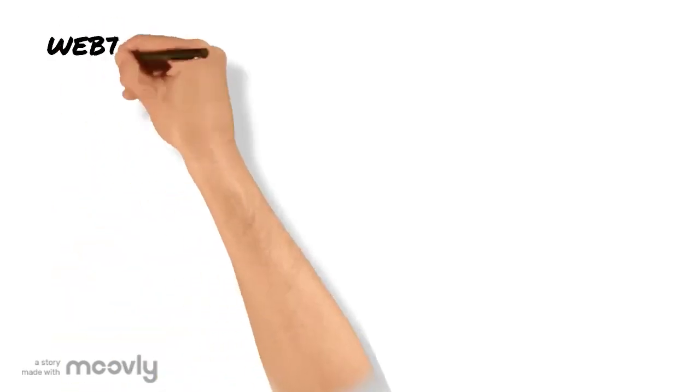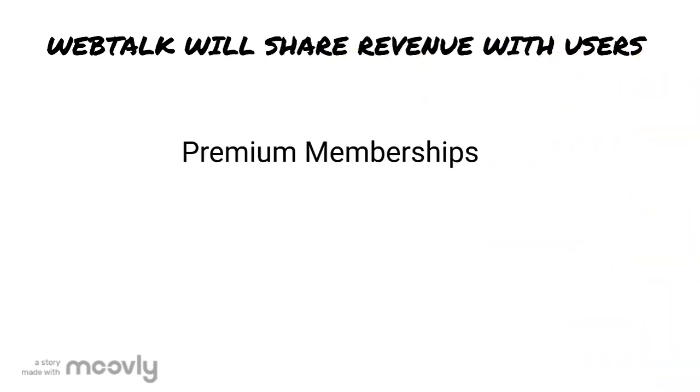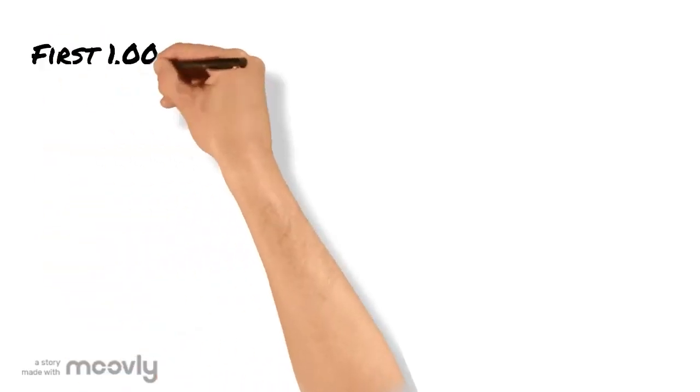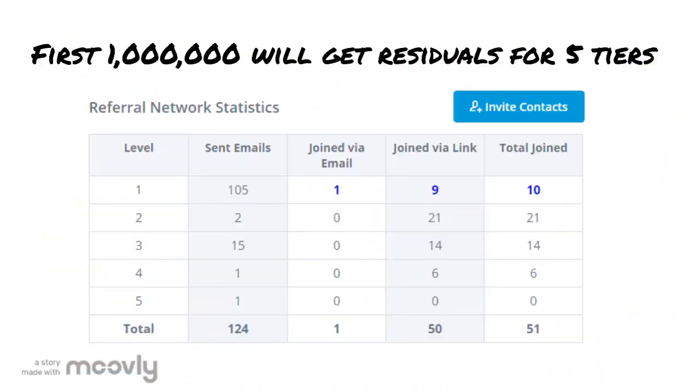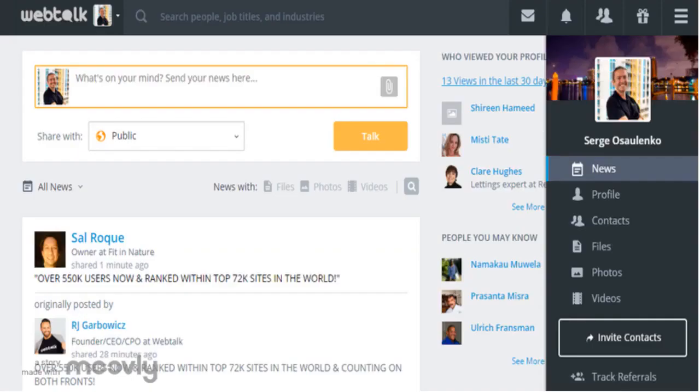Now, also, WebTalk will share revenue with users. So those who upgrade to premium memberships or click on ads, you will collect a penny if you've invited them. And the first million users will get 5 tiers down. As you can see, I've invited 10 people, but now in my downline, I have 51.